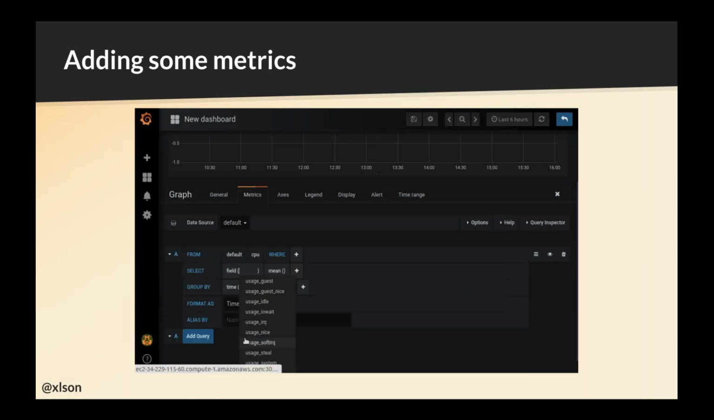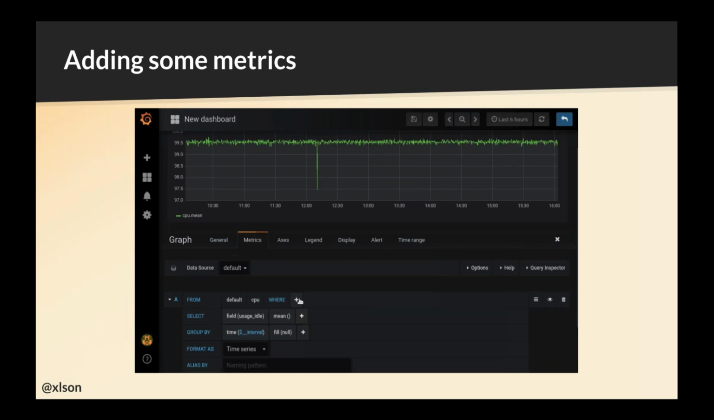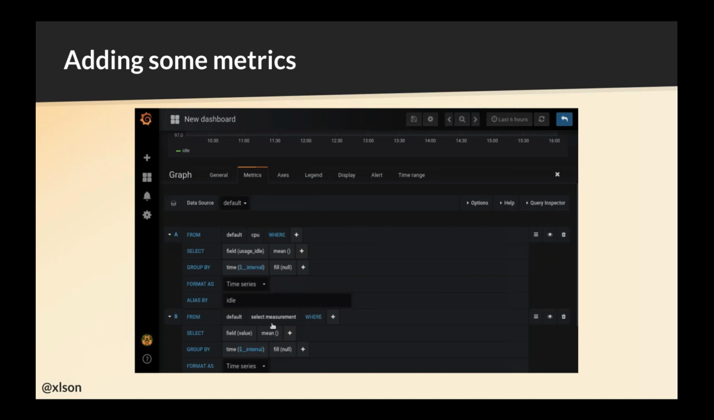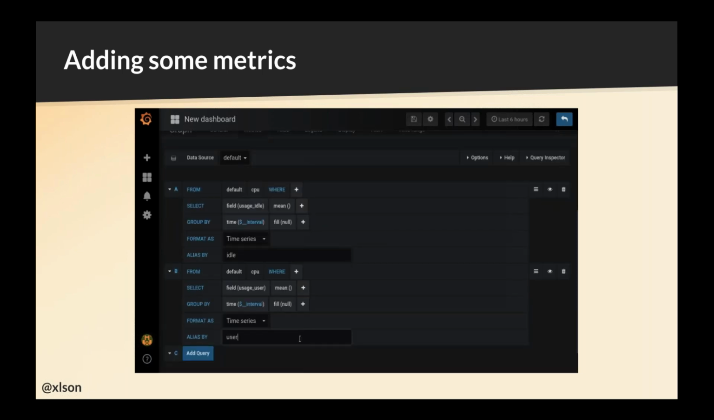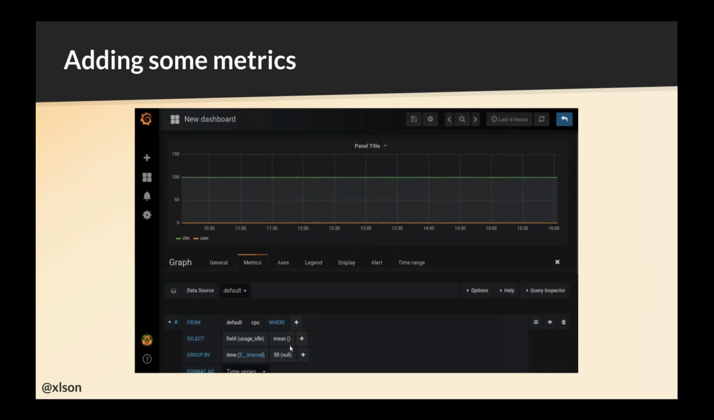Here we add CPU information, usage, idle information right here from Influx. The name was CPU mean, that's the metric name. We can easily alias that and just rename it to idle to make it a little bit easier to understand. And we can also add another metric, like CPU usage from the user, for example, to see the idle and to see what's actually going on in the system, and then rename that as well. And as we can see here, that shows up in the graph.